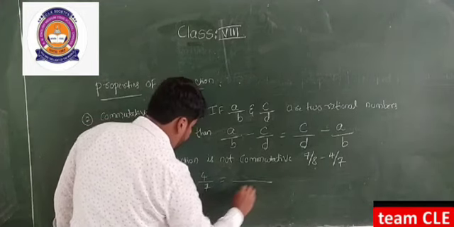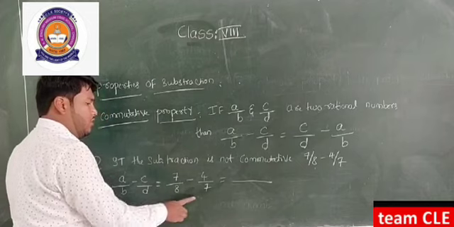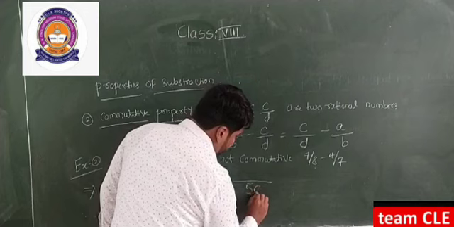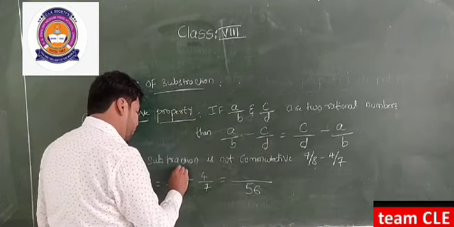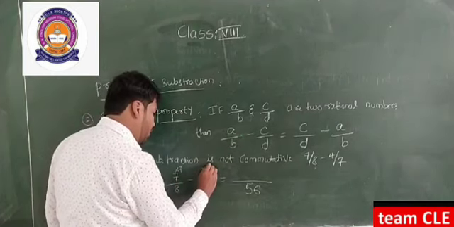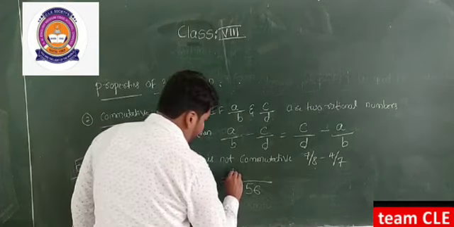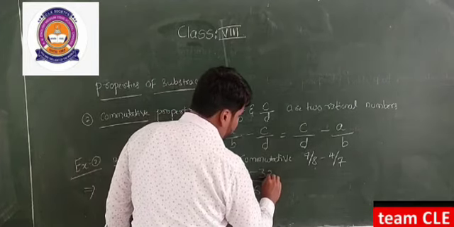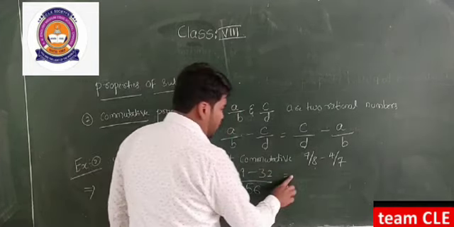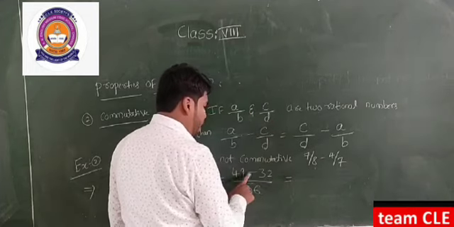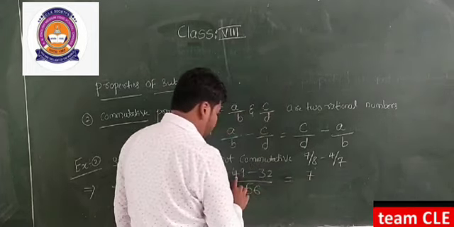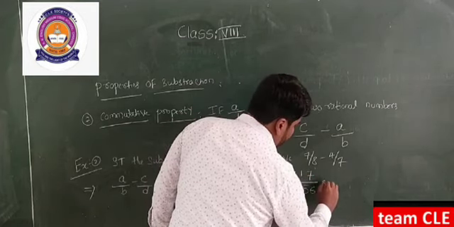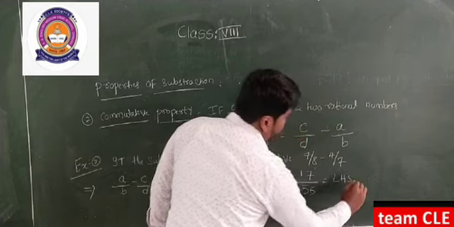Now what is the LCM? One number is even and one number is odd, so directly we need to multiply: 8 sevens are 56. In the numerator, 7 sevens are 49 minus 8 fours are 32. Subtract this: 49 minus 32 is 17. So 17 by 56, this is your LHS part.